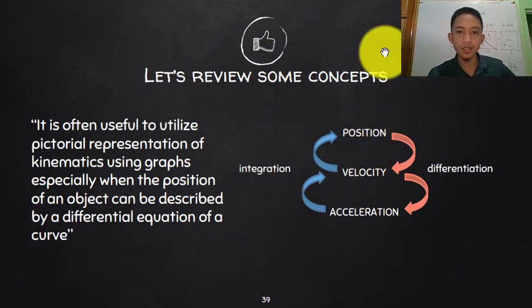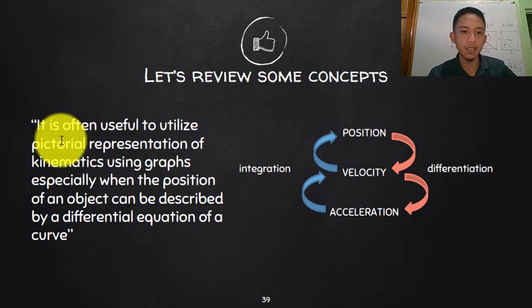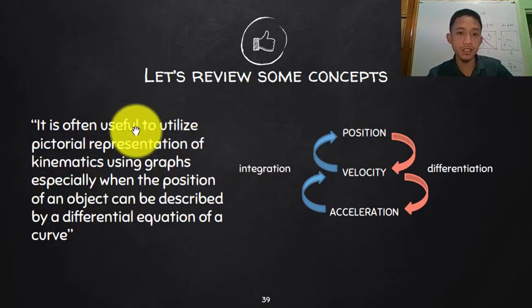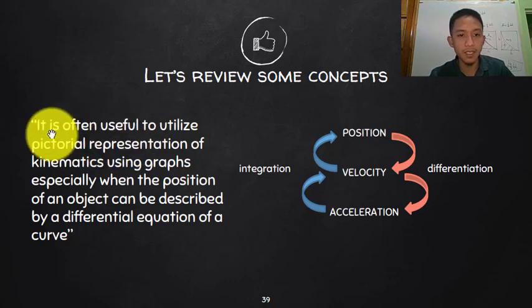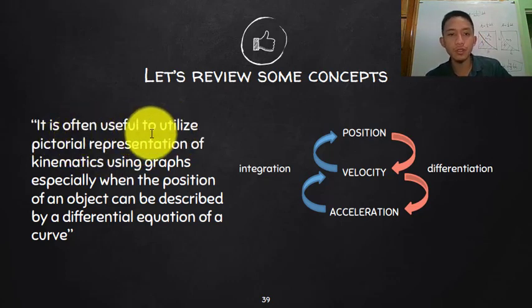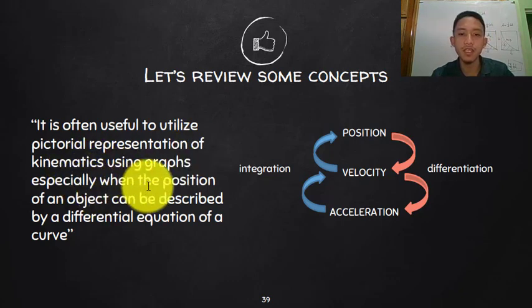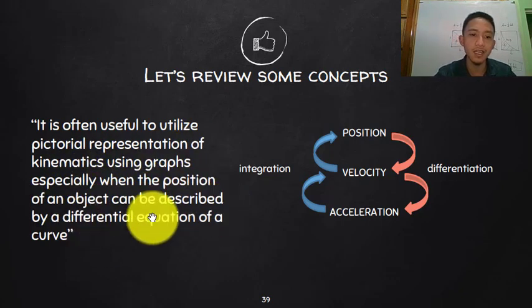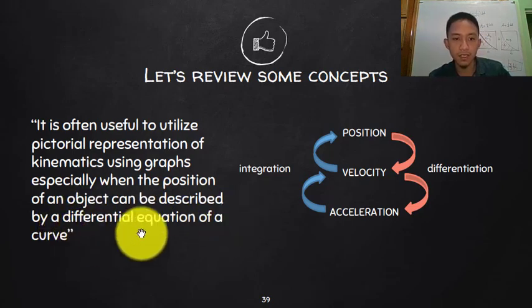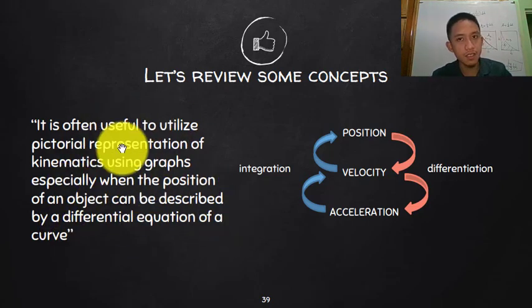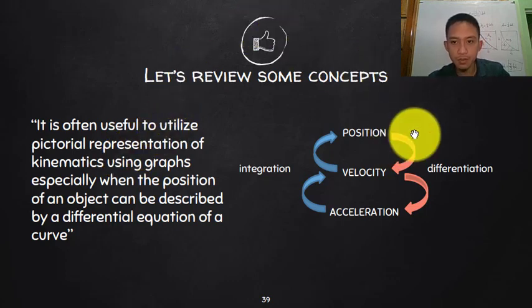Okay, please, but first, do not forget, this is the important concept here. You can read that one. It is often useful. This is the definition from a while ago, but again, I'll repeat. It is often useful to utilize pictorial representation of kinematics using graphs, especially when the position of an object can be described by a differential equation of a curve. So in simple words, your motion curves will be very, very helpful if you have different types of motions all throughout.